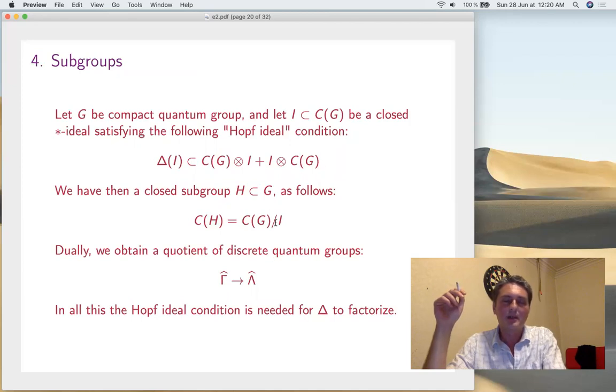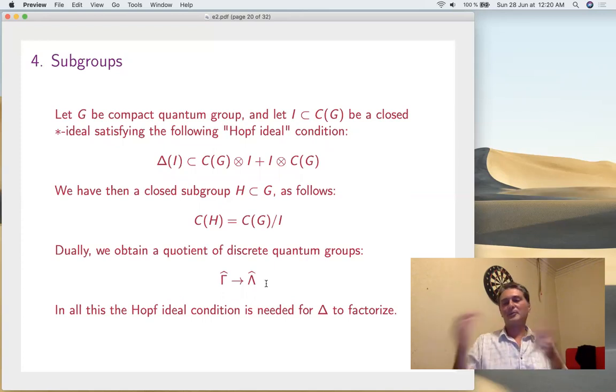You have a quotient. Now, at the dual level, we have Pontryagin duality. Whenever you have a duality, arrows go in the other sense, okay? Inclusion becomes surjection and vice versa. So H subset G dually would mean that you have a quotient of discrete quantum groups. So very nice. This notion is very straightforward. If you ever forget the Hopf ideal condition, just try to prove it. For delta to factorize, you need this. So yeah, it's not very complicated.